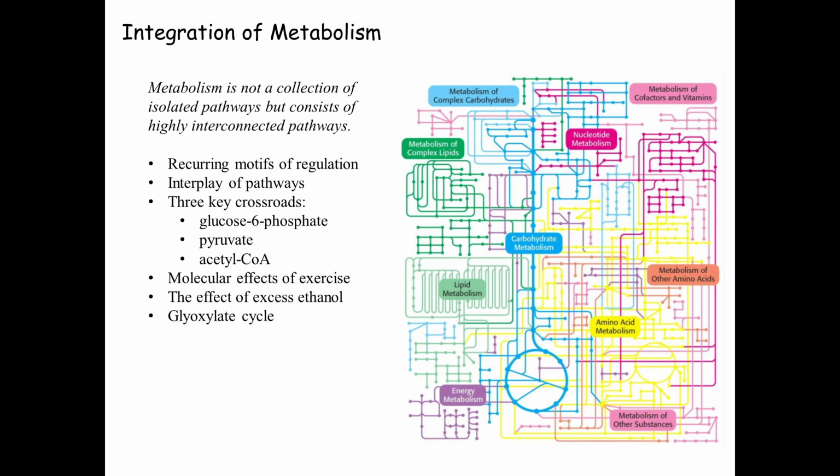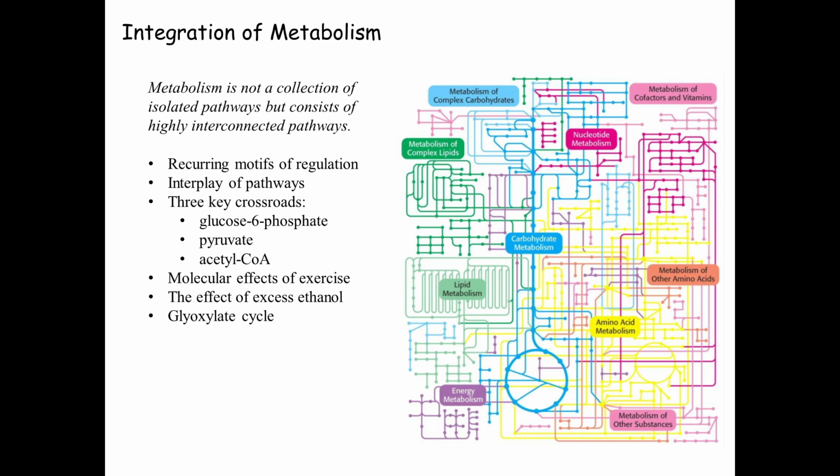Today's lecture is going to cover three things. We have the integration of metabolism, tying things together for you. We'll look at some recurring patterns in here where different pathways intersect, mainly at three crossroads of glucose-6-phosphate, pyruvate, and acetyl-CoA. And then we'll have the effects of how metabolism adjusts to exercise.